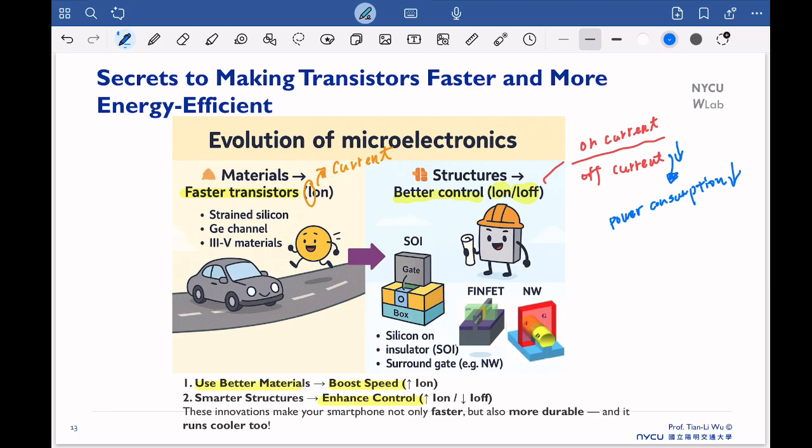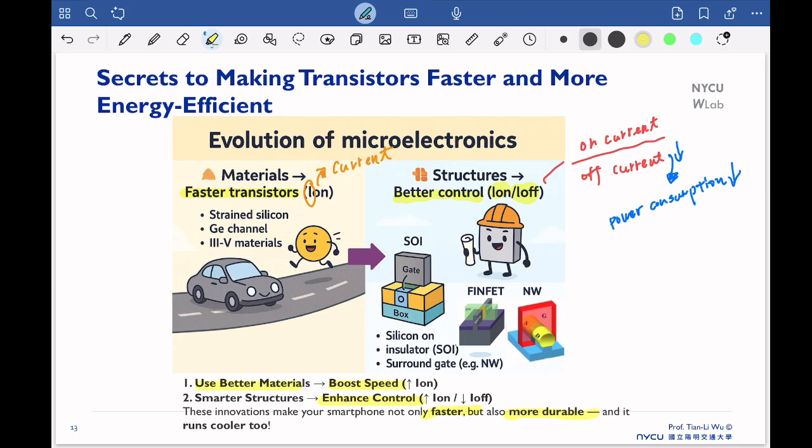So now if you don't use your cell phone, but your off current is high, that means your smartphone battery will die very soon because it still consumes lots of energy. That's why we want a low off current, because that means our electronic device in the off state can also save energy. So this innovation makes your smartphone not only faster, but also more durable.